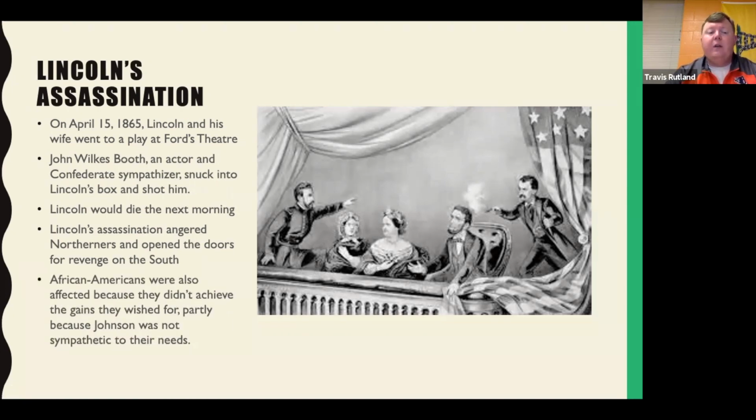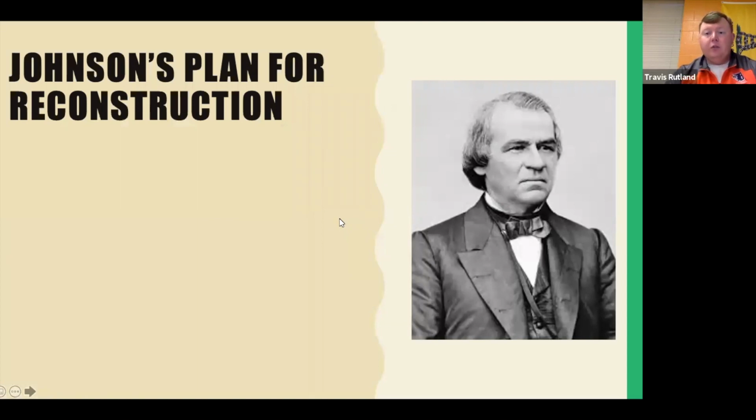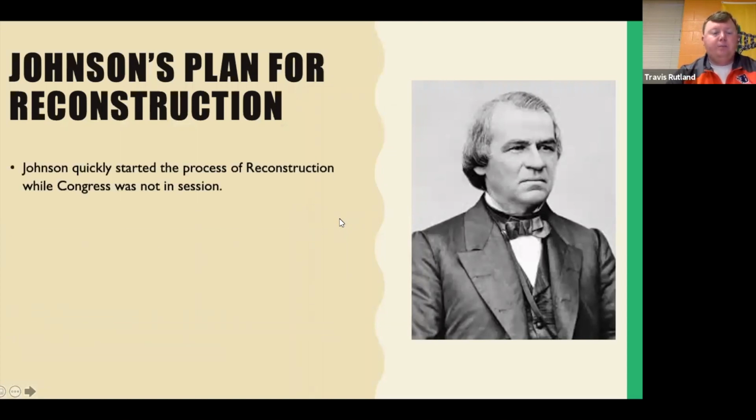The other group that's affected are the African Americans, because they didn't achieve the gains that they had wished for under Lincoln, partly because Johnson, who would succeed the presidency, was not sympathetic to their needs. So after Lincoln dies, Andrew Johnson now becomes president. Well, of course, Johnson comes up with his own plan for Reconstruction. He quickly started the process of Reconstruction while Congress was not in session. So Congress wasn't there to kind of check and balance him. He kind of started doing his own thing. Now, Johnson tried to follow Lincoln's plan closely.